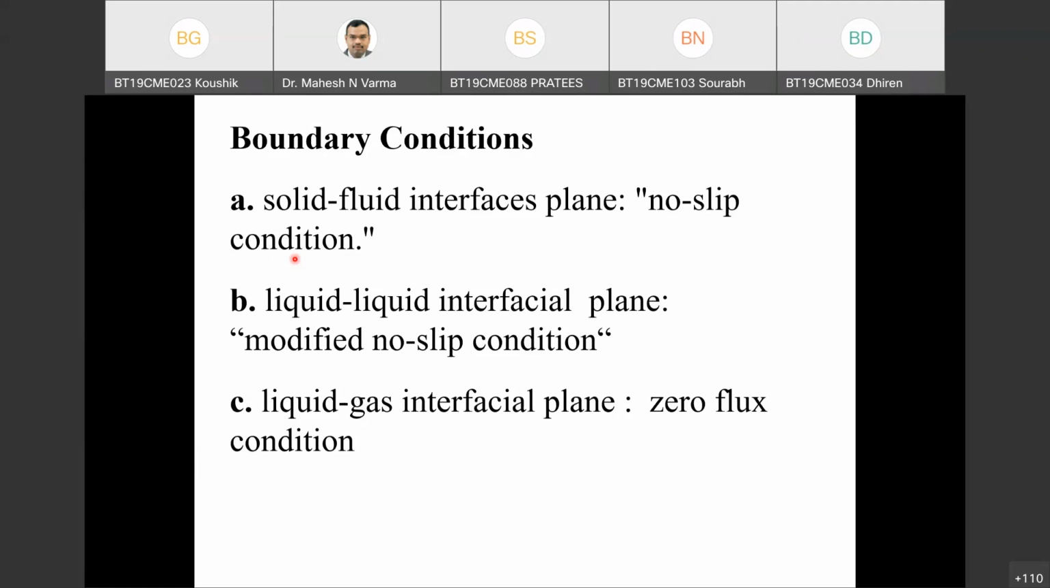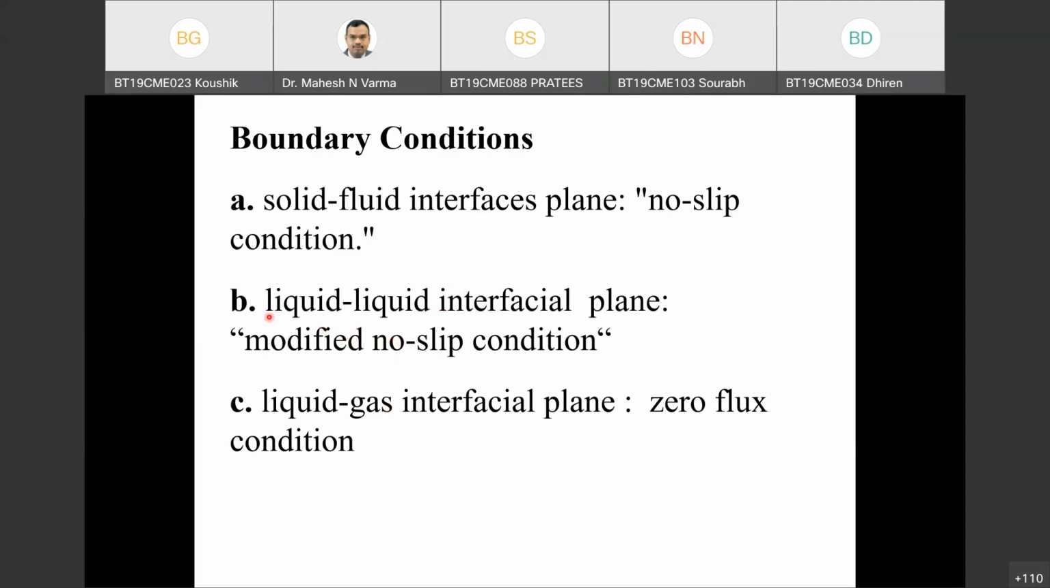So that is no slip condition. There is no slip between last layer of solid and first layer of the fluid. Similarly, for the liquid-liquid interface, this is called a modified no slip boundary condition. So here there will be a continuity of velocity as well as fluxes also.